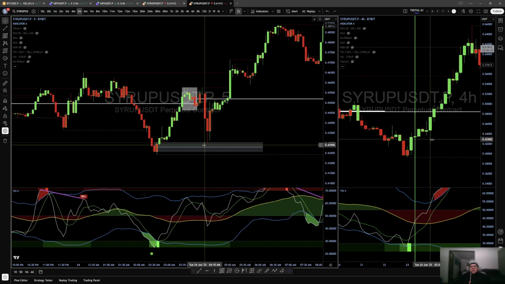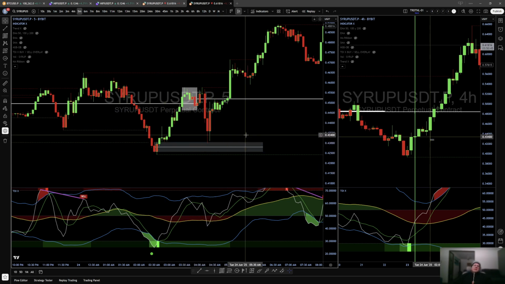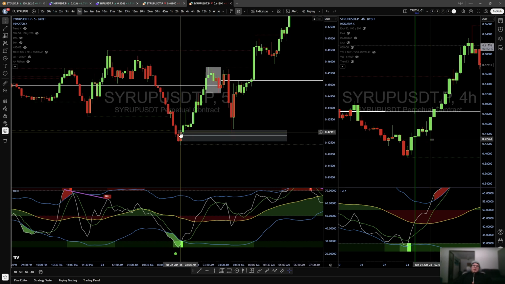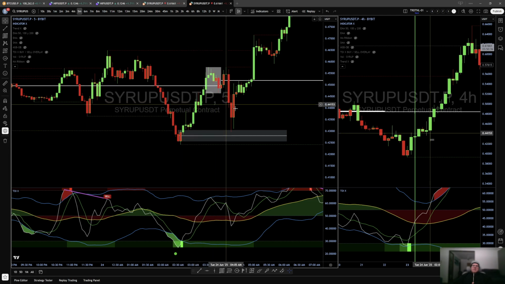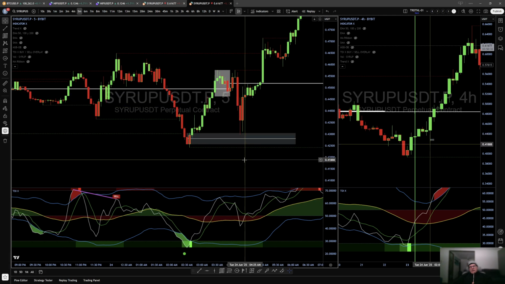And also, it didn't even have a shark fin here. And that's another thing too. If you have a shark fin like this, and then you don't have a big move on a super shark fin, price may go up, find some resistance and come back down.